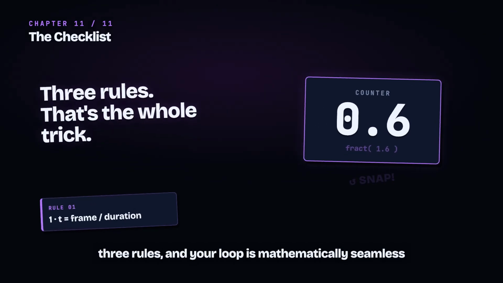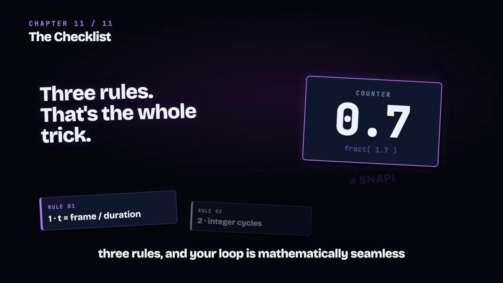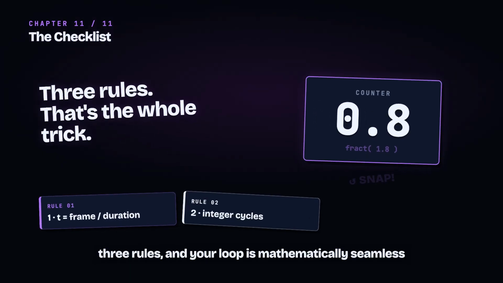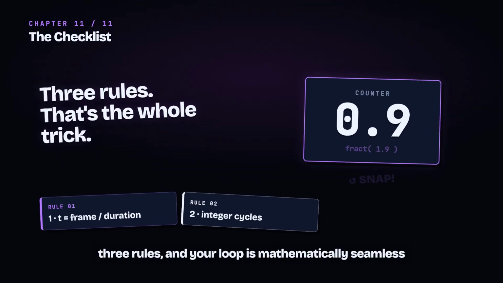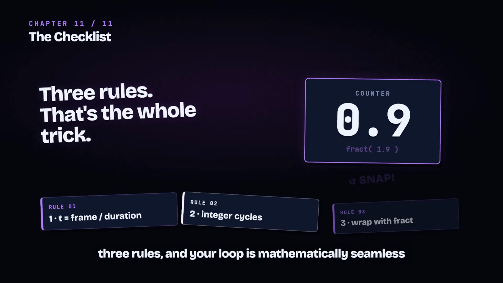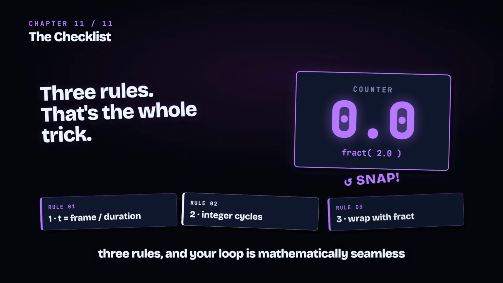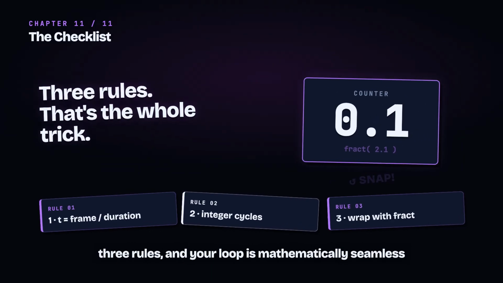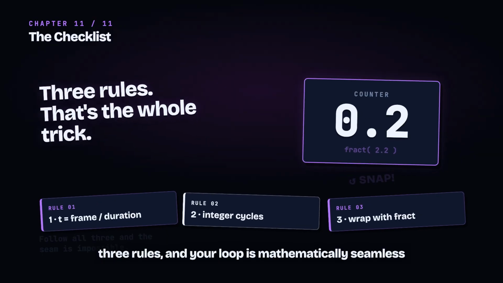Rule 3, anything that only grows, scrolls, counters, drifting fields, wrap it in fract so it folds back and resets clean. And the bonus rule from Chapter 8, match velocity, not just position, so your easing doesn't betray you at the seam. Follow these, and something powerful happens.